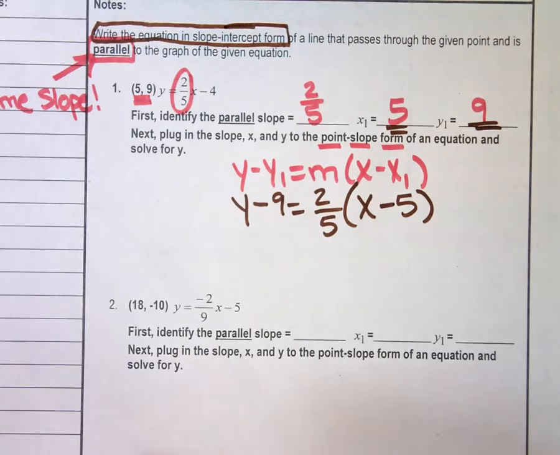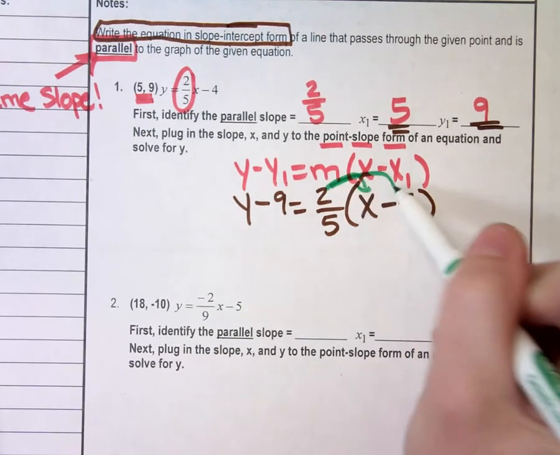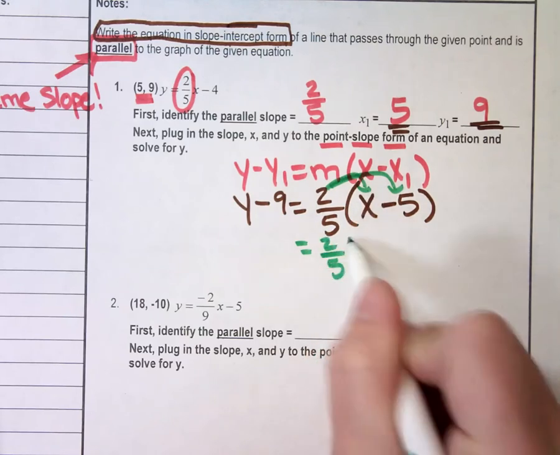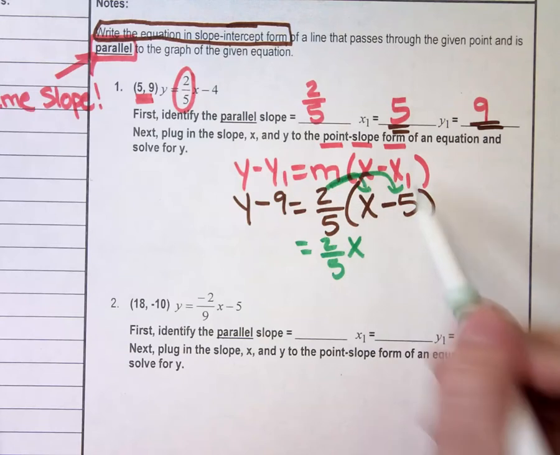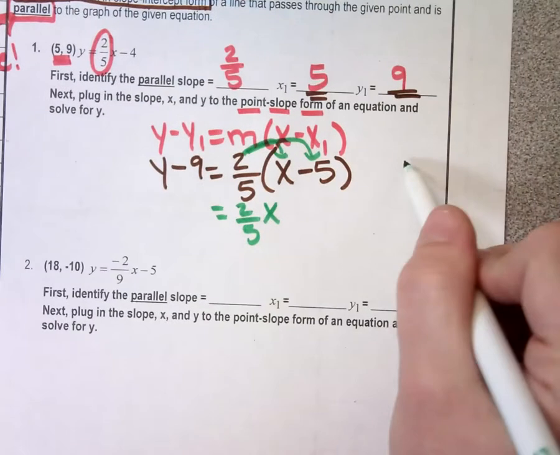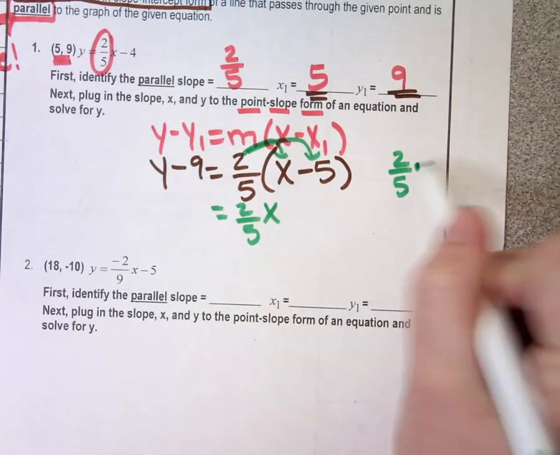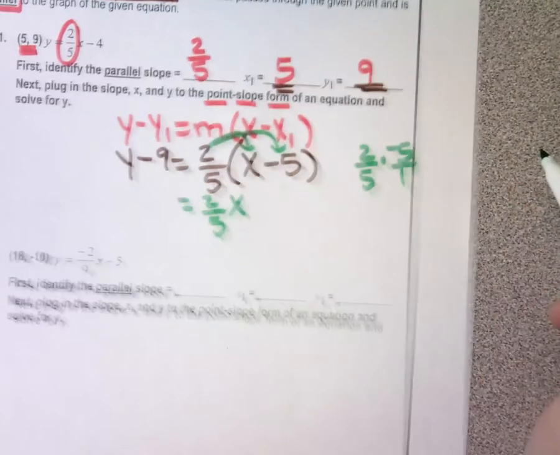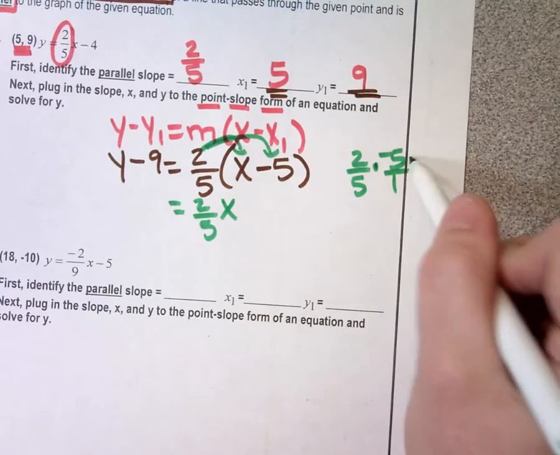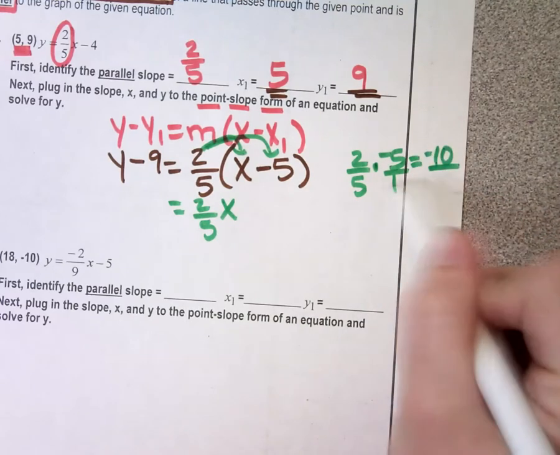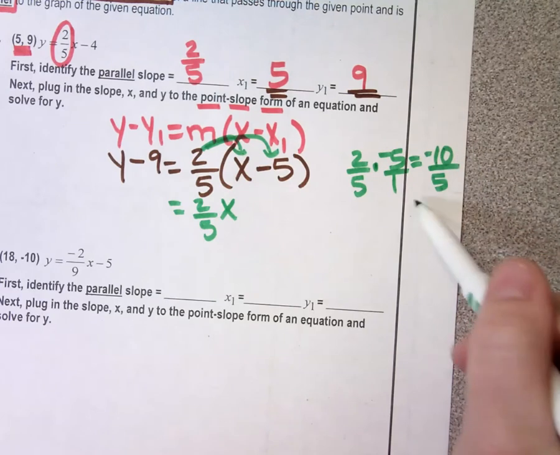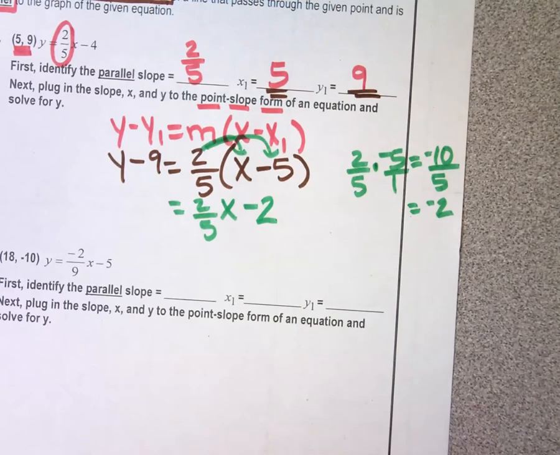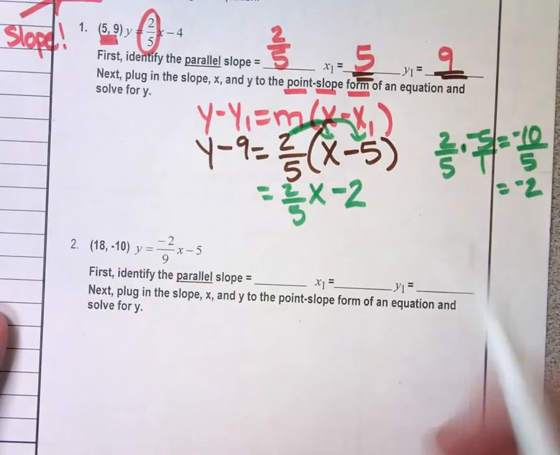So next thing up, I'm going to distribute my 2/5. So I need to take 2/5 times x, which is 2/5 x. Then I need to take 2/5 times -5. I'm just going to do this off to the side real quick. 2/5 times -5. I'm going to multiply straight across. If I do that, 2 times -5 is -10. 5 times 1 is 5. And if I reduce this, I get a -2. So I'm going to put -2. Then I just bring down my y minus 9.